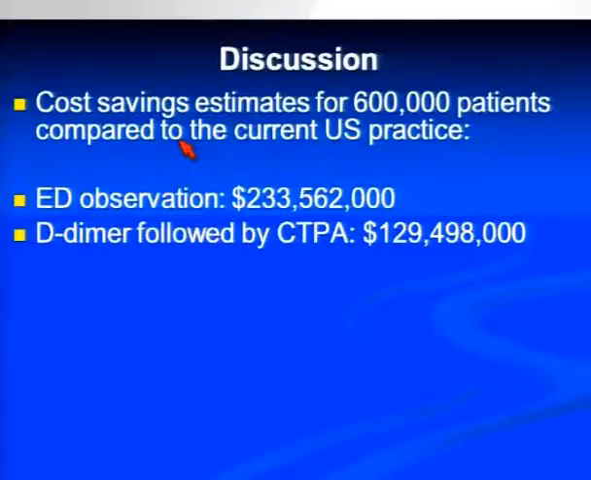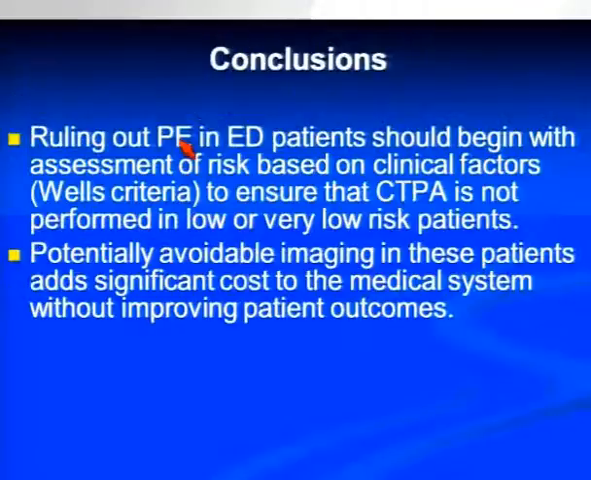We showed that there could be a cost savings estimate for the 600,000 patients. If you perform the ED observation method, you could save over $233 million annually, and the D-dimer followed by CTPA method over $129 million annually.